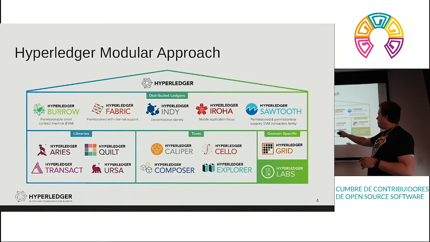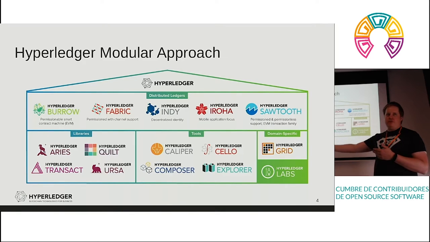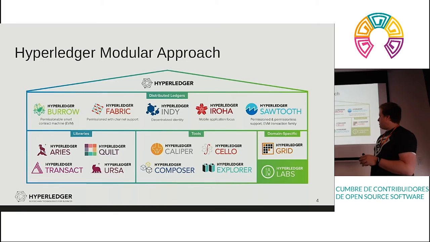Okay, Caliper is benchmarking, and it will benchmark all the different ledgers. Cello is for deployment of some of these ledgers on cloud environments, so you can deploy Fabric to Kubernetes, for instance. Composer's going away, and that's just freshly deprecated. Explorer is literally, I have a blockchain, I want to connect to it and see all the blocks. And then there's many new ones under labs. There's incubating projects. I work on a couple of them. And then the newest thing that's not on here is Besu, which is another EVM implementation.